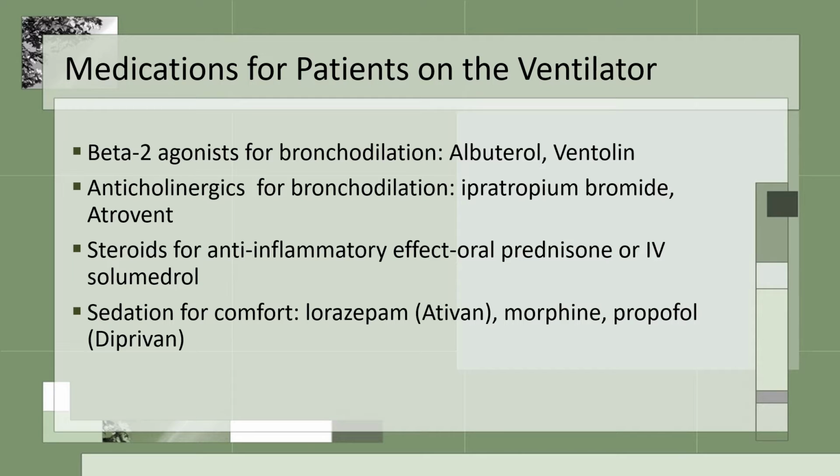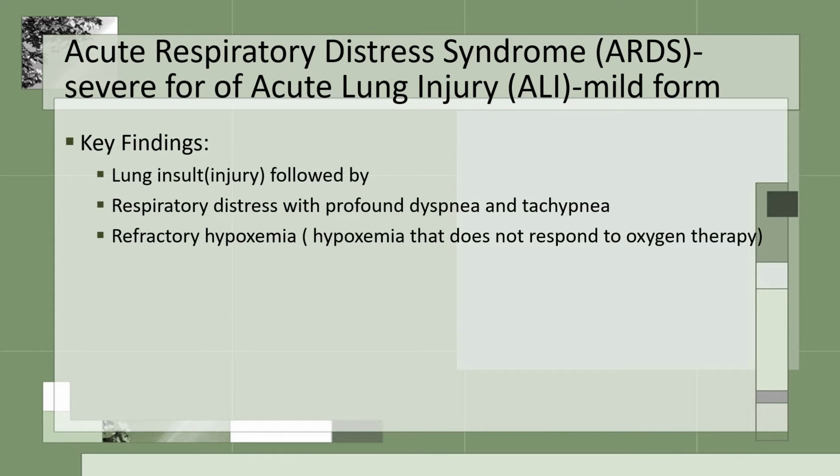There are steroids given oftentimes for an anti-inflammatory effect. This could be prednisone, which is given in the NG or G tube, or IV Solu-Medrol. Sedation is often given for comfort, like lorazepam or Ativan. Morphine or propofol are also given. Before you move on to this next diagnosis, make sure that you review the care plan for the patient on a ventilator.